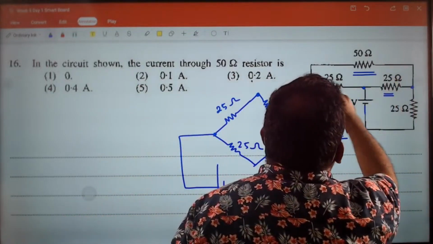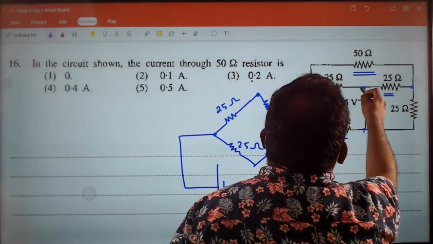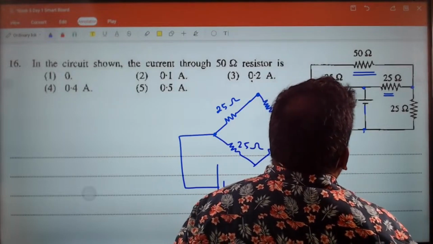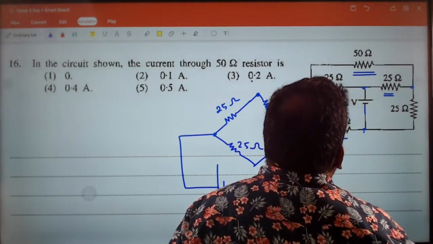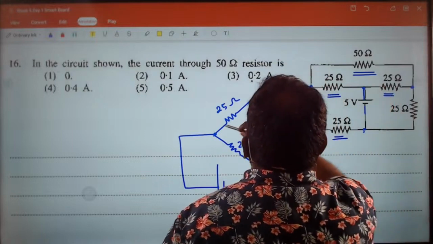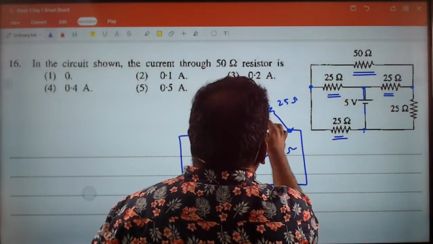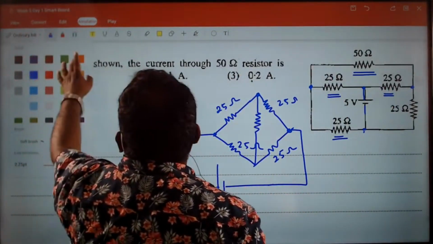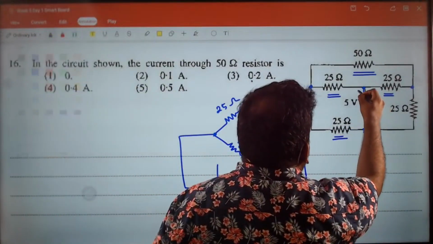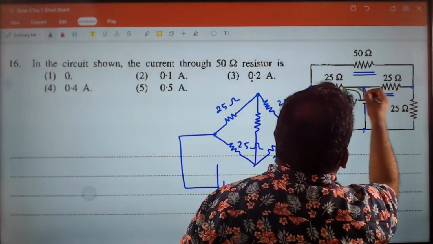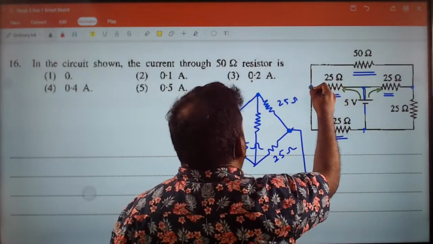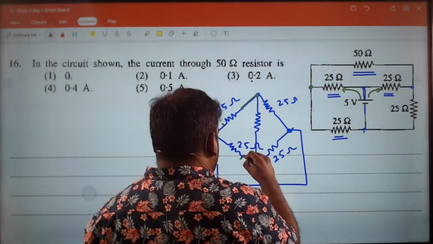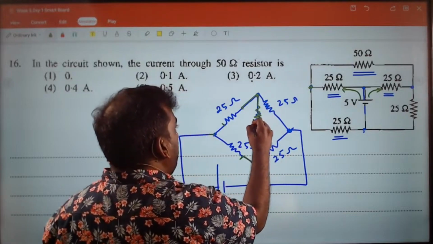What about the 50 ohm? Very carefully: the positive terminal is here, and the positive terminal is there. The opposite of the positive is connected here and there. Across that we have the 50 ohm.